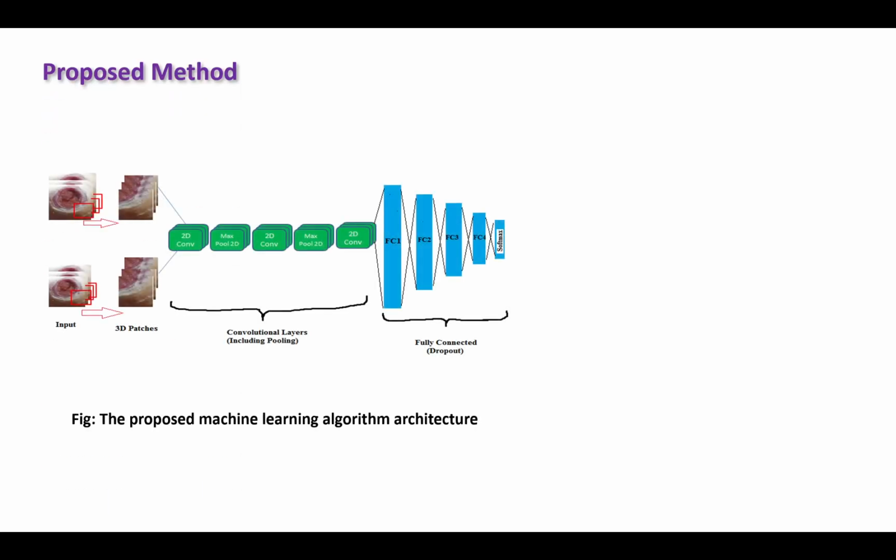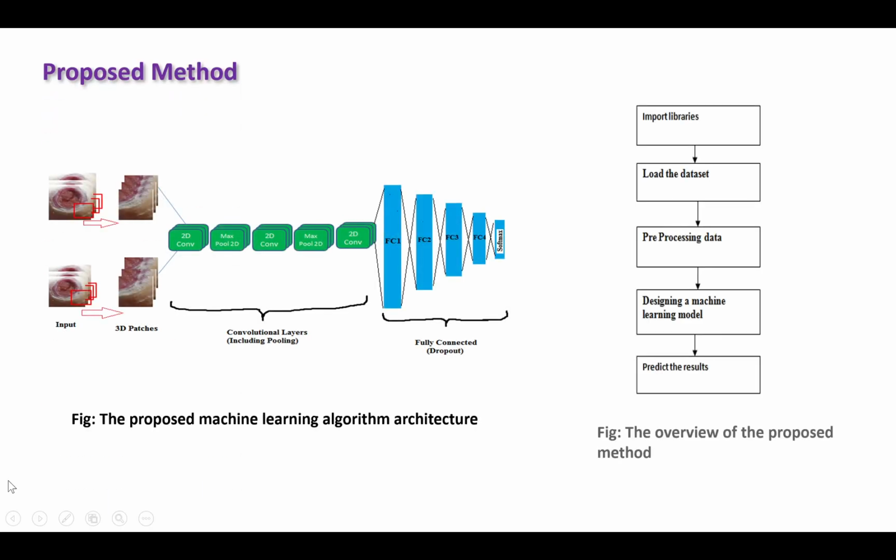And this is our proposed work. Here the inputs are given in the form of images and they are classified as 3D patches, and in the convolution layer we have so many layers. In the 2D convolution layer and max pooling layer, most of them are used, and they are fully connected, FC1, FC2, and so on.